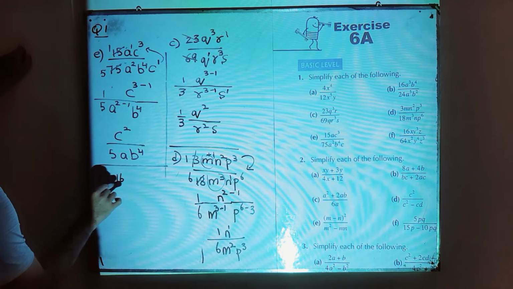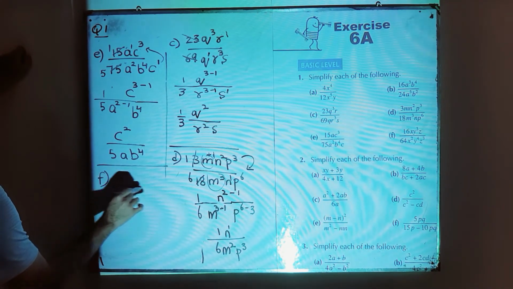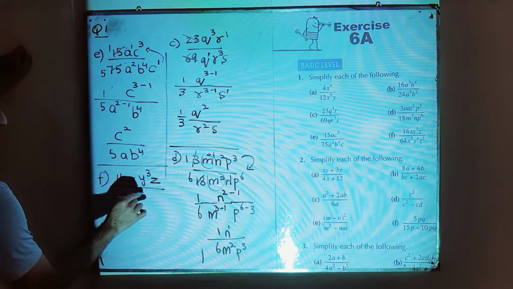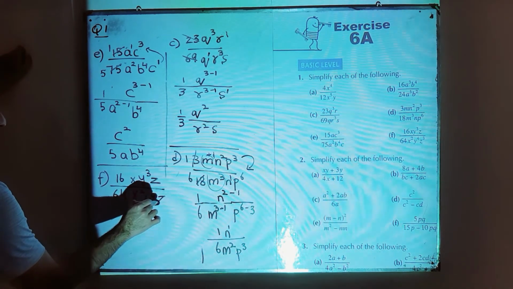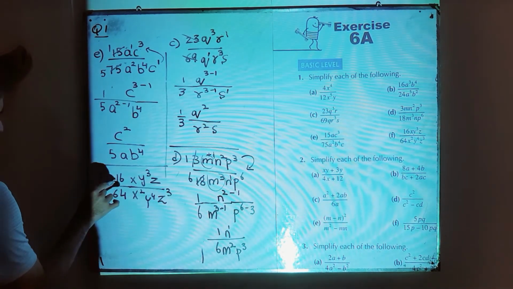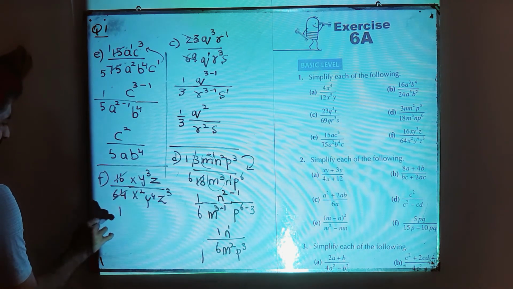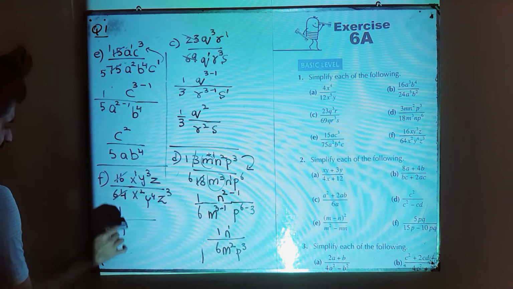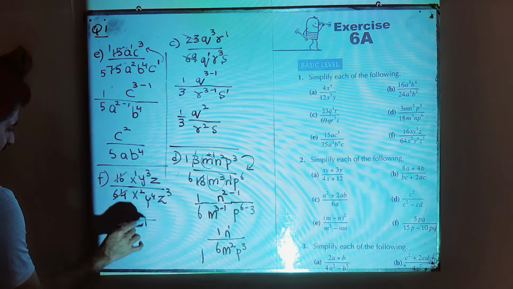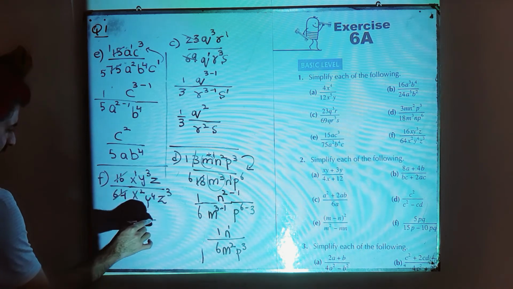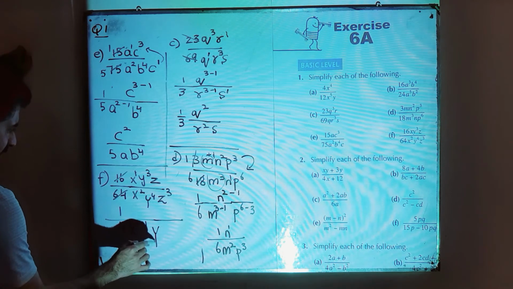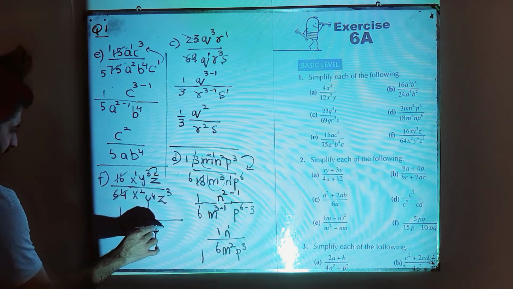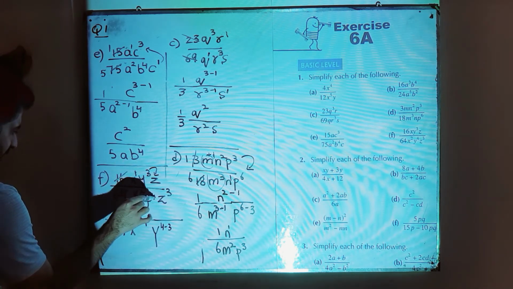This is 16 over 64 x y cube z over x square y4 z cube. Okay, you can simplify numbers. 16 1 times 16, 16 4 times 64, then comes x and x. This is x power 1, this is x power 2, it will become x power 2 minus 1. You will shift this one in the denominator. Then there is the term for y. This is y power 3, this is y power 4. Shift this y power 3 in the denominator, it will be y power 4 minus 3. This 3 will be subtracted from this power of 4.